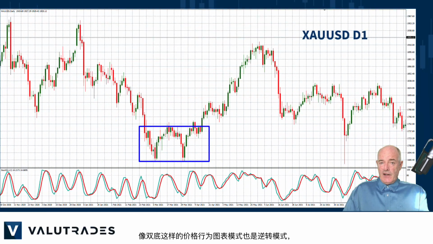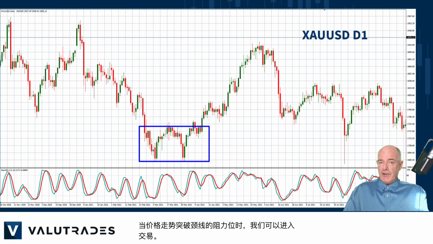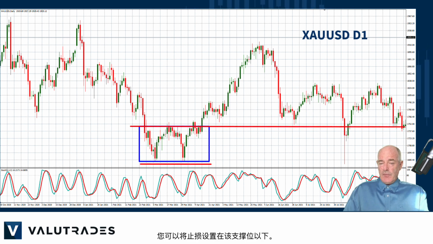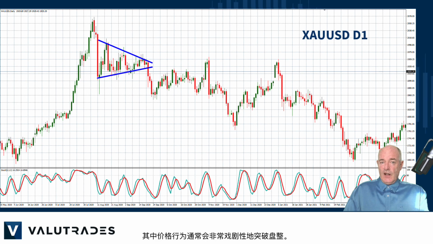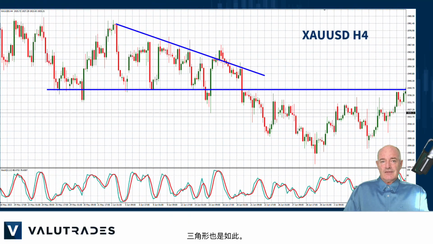Price action chart patterns like double bottoms are also reversal patterns where we can enter trades when price action breaks this level of resistance at the neckline. You can place your stop loss below this level of support. We also very often see patterns like symmetrical pennants where price action will usually break out of the consolidation quite dramatically. And the same with triangles.